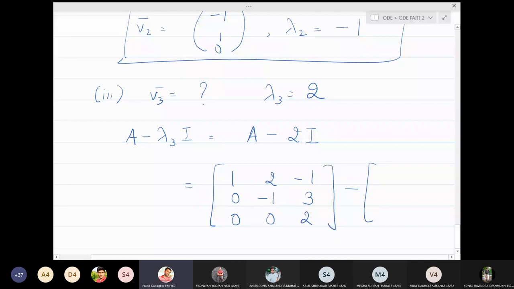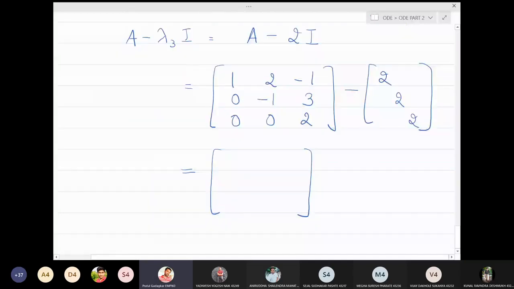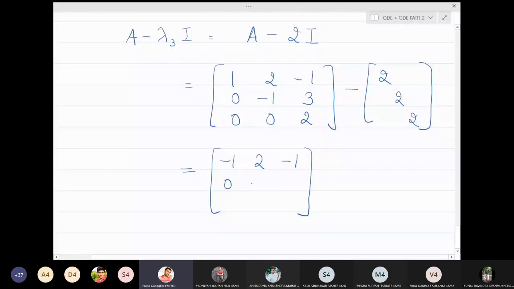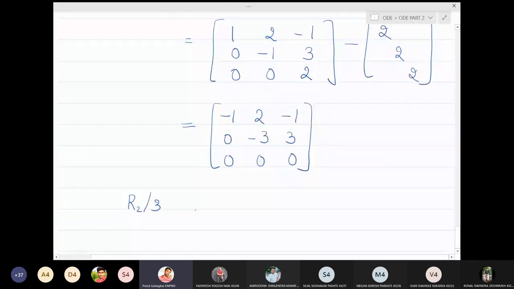And then I subtract them, I will get minus 1, 2, minus 1, 0, minus 3, 3, 0, 0, 0. Okay. Already the last row is 0, very good. So R2 divided by 3 will make it more simple to look. So it will become minus 1, 2, minus 1, 0, minus 1, 1, and 0, 0, 0.